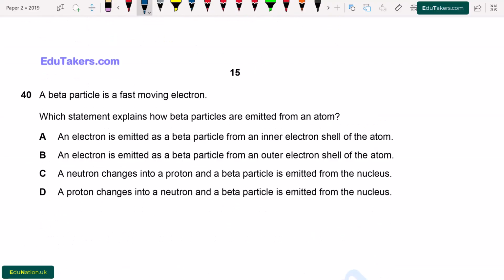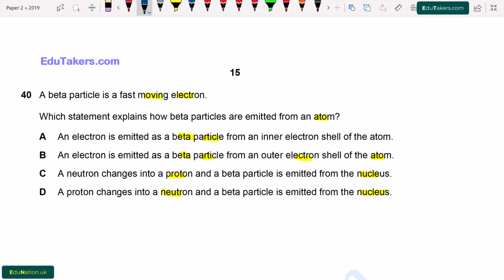Question number 40. A beta particle is a fast moving electron. Which statement explains how the beta particles are emitted from an atom? Option A. The electron is emitted as beta particle from an inner electron shell of the atom. B. The electron is emitted as a beta particle from an outer electron shell of an atom. C. The neutron changes into the proton and the beta particle is emitted from the nucleus. D. The proton changes into neutron and the beta particle is emitted from the nucleus.